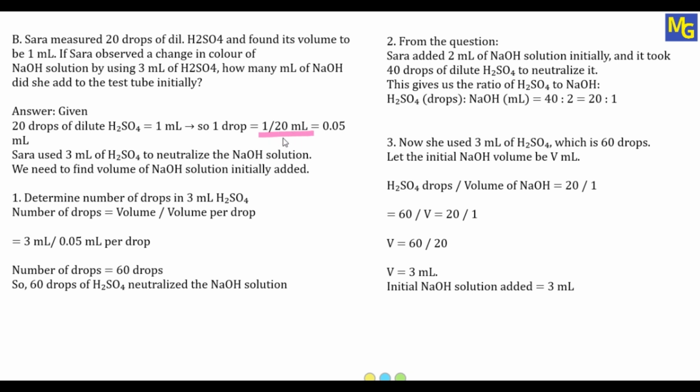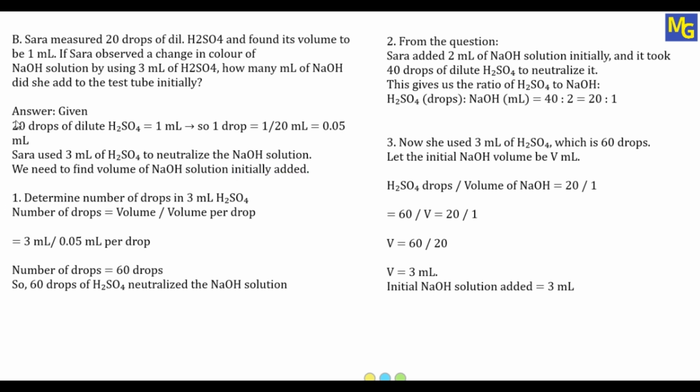I hope you are understanding this. So 1 by 20 means how much if you calculate? If you divide 1 by 20, it is 0.05 ml. So this will be in ml for 1 drop. So remember, 20 drops means 1 ml, then 1 drop means 0.05 ml. Now, in the question, Sara used 3 ml of H2SO4 to neutralize NaOH solution. We need to find the volume of NaOH solution initially added.